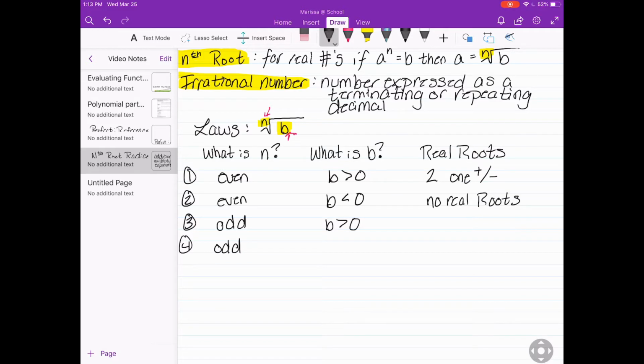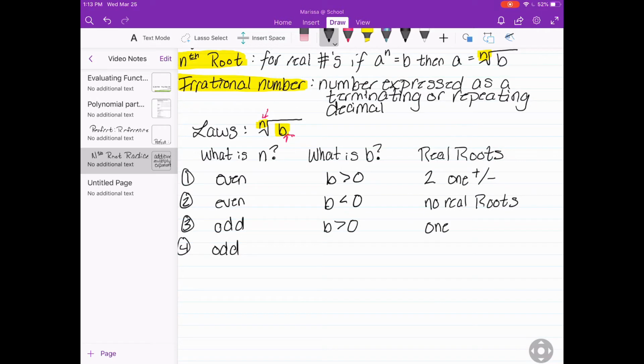All right, so for number 3 then, if it is odd and b is greater than 0, then there is going to be 1 positive root. I mixed up the lines when I was trying to write it down and I was looking at my notes. For the next one, n is odd, and since it was greater than 0 for the last law, it's going to be less than 0 for this law. Then you're going to have 1 negative root.